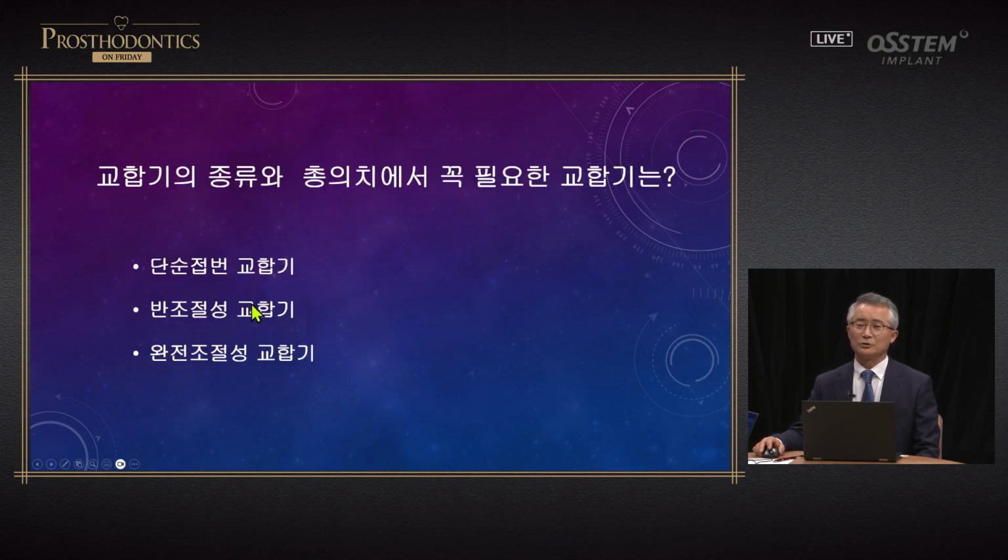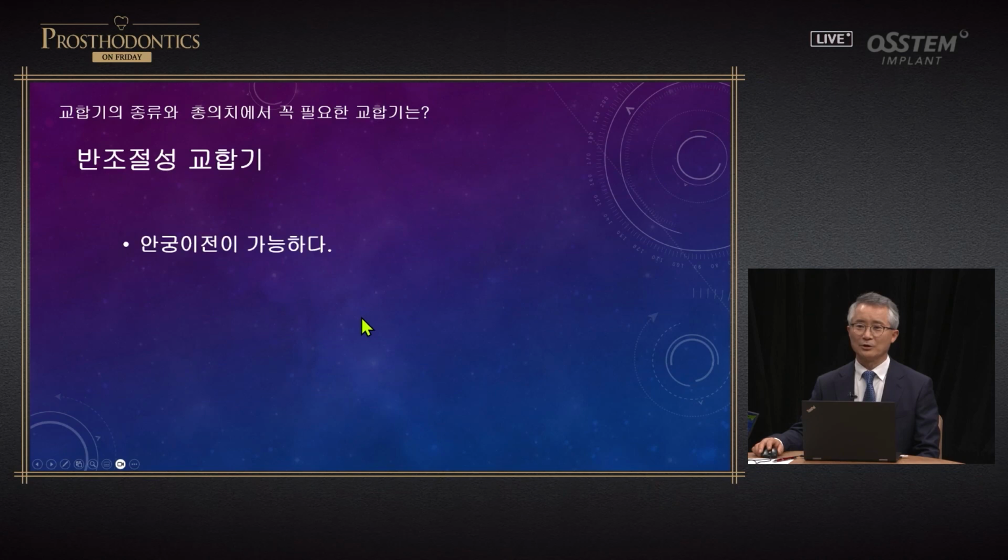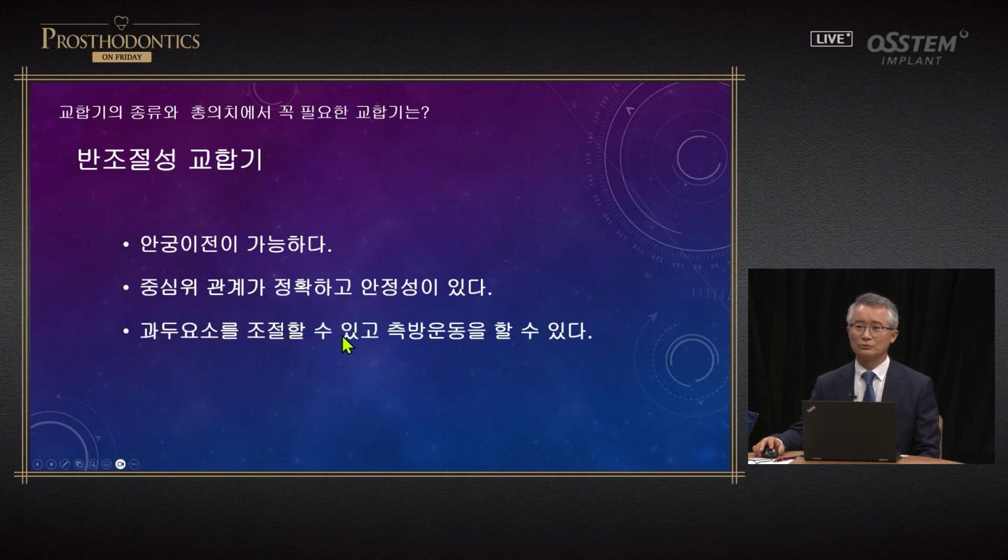We all know the different types of articulators: simple hinge, semi-adjustable, and fully adjustable articulators. The necessity of semi-adjustable articulators in full denture treatment is a well-known fact. Face bow transfer is possible. Centric relation needs to be accurate and stable. We need to get these data. It needs to be easy to adjust. We need to adjust the condylar factors and lateral movement. This should be possible. This is something that we all know.